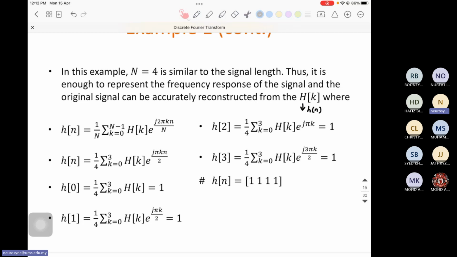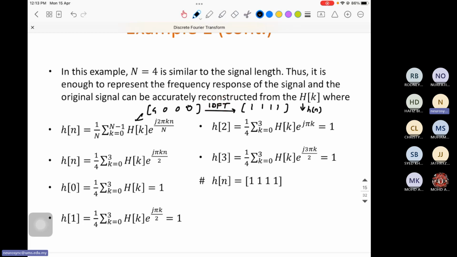Okay, so H of k, what we have just now calculated, this H of k is 4 0 0 0. So we'll check whether we will get 1 1 1 1 from this IDFT. You should get this value.